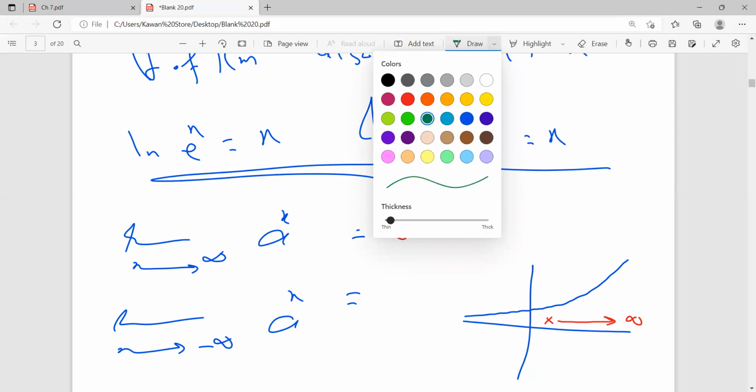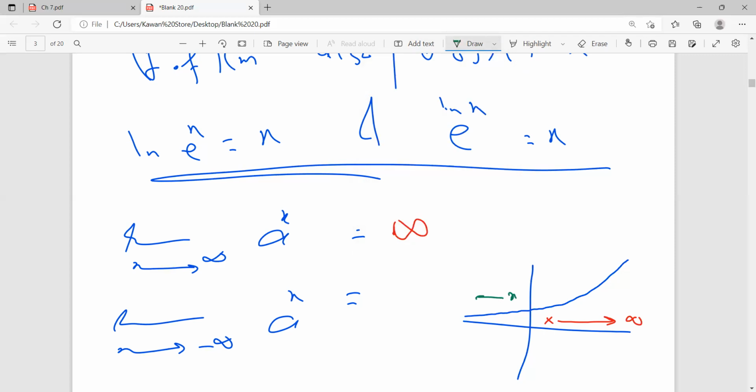Okay. Show me when x is going to minus infinity, let's do that one in green. Exactly to where? 0, you're right. When x is going to minus infinity, the graph is going to where? It touches the x-axis, meaning that y goes to 0, shrinking. It's going to be 0.